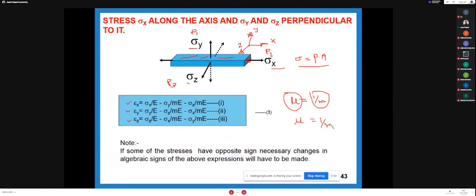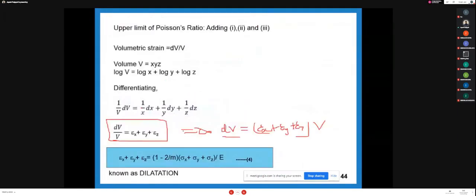Then we calculate strain. Once strain is calculated, from this equation we calculate the change in volume.